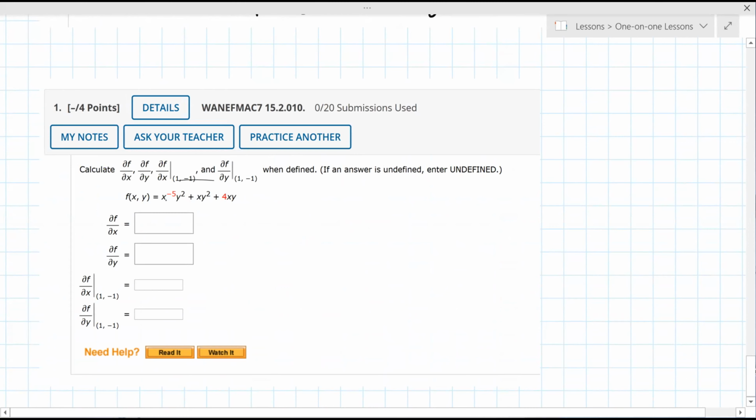So if you just took the derivative with respect to x, you'd say it's minus 5x to the minus 6 power. Do you agree with that? Yeah. Just using power rule. So what you do with the y and any other variable, not constants, is you treat them as a constant. So the y squared just comes along with you.